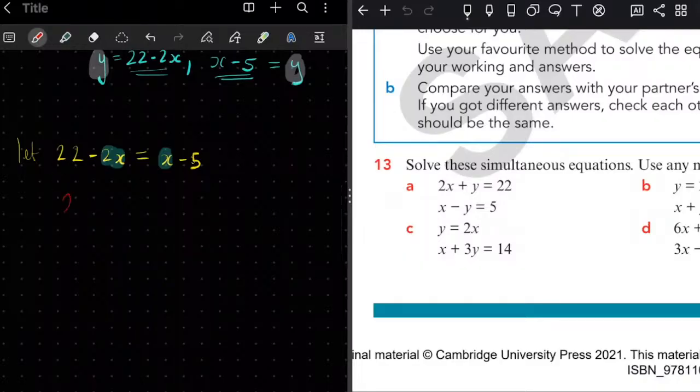So you have now 22. This minus 5 comes to be a plus 5. It will be equal to x. Then 2x is now coming to say plus 2x. Now here you have 27 is equal to x plus 2x, which is like 1x plus 2x. This is 3. Here it will be 3x. Then you take 3 to the other side. 27 over 3 is equal to x. Then 9 is equal to x.